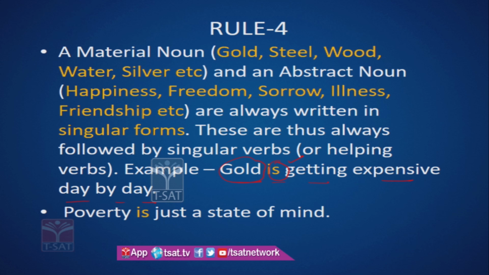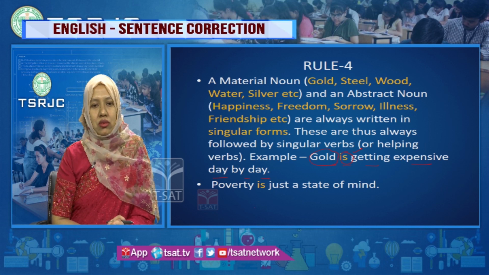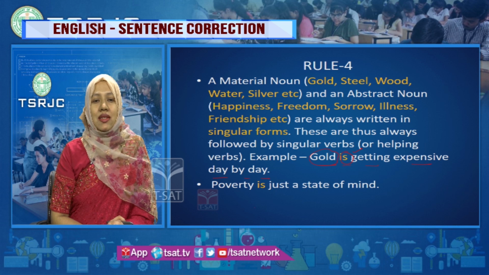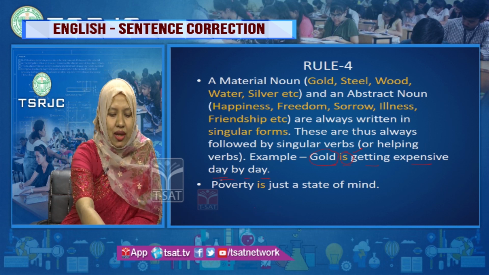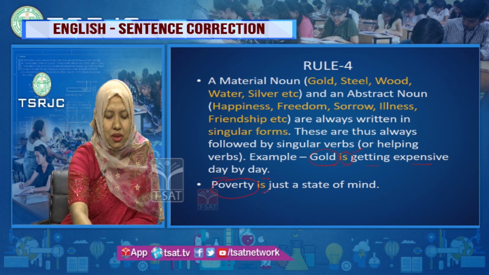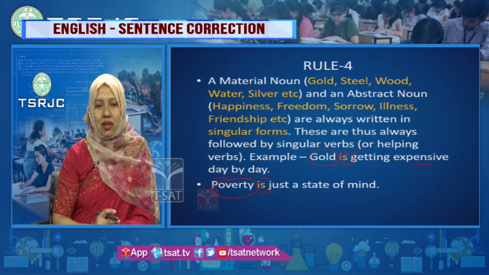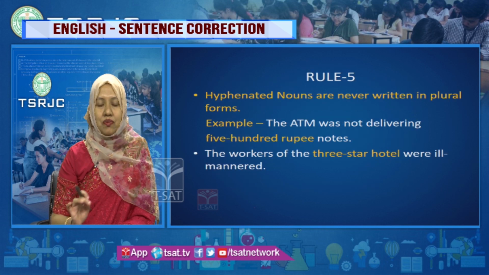Let us take another example. Abstract nouns. Happiness, freedom, sorrow, illness, friendship, love, all these are abstract nouns. Though these are feelings, we cannot measure them. Now, poverty. Poverty is also an abstract noun. Poverty is just a state of mind. So, poverty is used as a singular subject. Along with the singular subject, a singular helping verb should be used. I hope this rule is clear to you. So, let us move to the next.